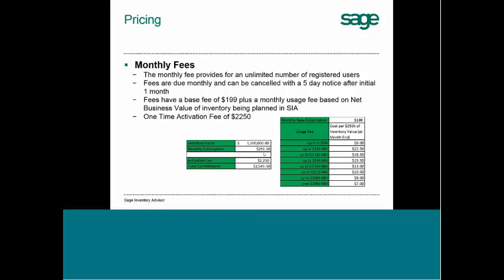So your commitment would be the first month subscription of $291 plus the activation fee of $2,250. So your commitment for this would be $2,541. Then anytime after that, you can terminate the subscription. Sage will bill either your credit card or your bank account the $291.50 every month. But again, anytime after that first month, you can cancel.